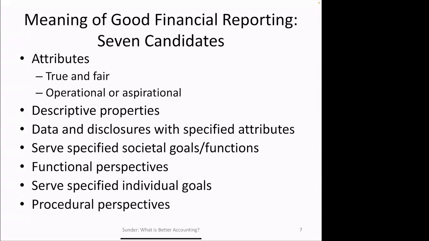Now, on the meaning of good financial reporting, I'm going to list and talk briefly about 7 possible candidates. I'm sure you can easily come up with 7 or 10 or 20 other possibilities, but I think these 7 will be enough to explore the range of possibilities. I've just listed them here under attributes, descriptive properties, data and disclosure with specified properties, specified social goals, functional perspectives, individual goals, and procedural perspectives. Let's talk very briefly about these. What might these 7 meanings of good financial reporting mean?